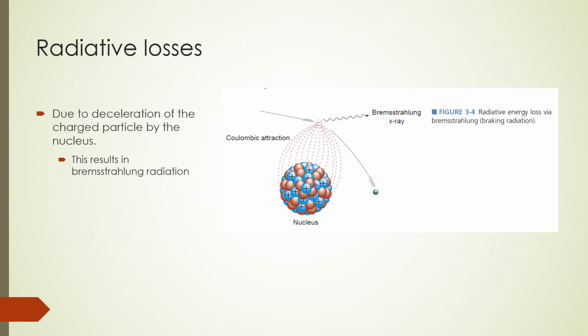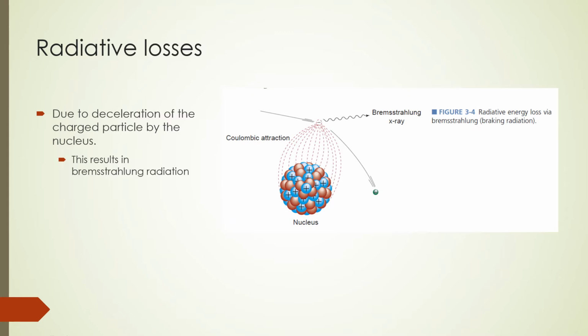The next kind of charged particle interaction is by radiative losses. These are losses due to deceleration of the charged particle as it interacts with the nucleus. This results in Bremsstrahlung radiation, which we call X-rays. We shall learn more about this in the lecture on X-ray production.